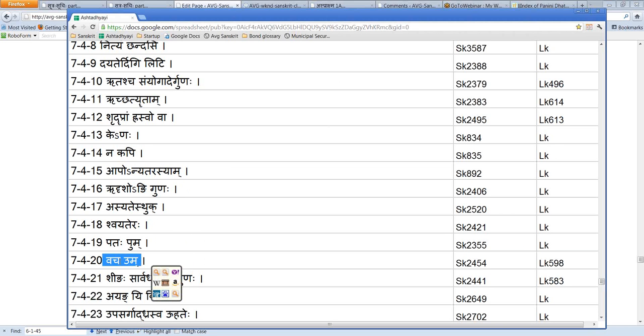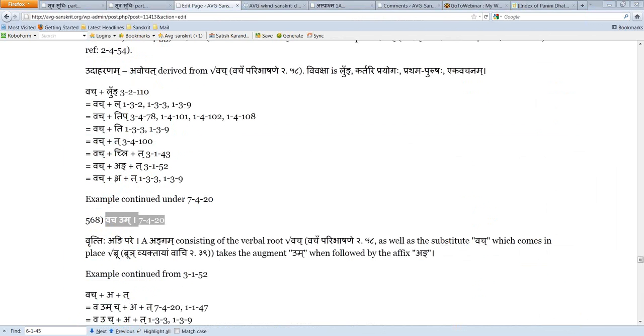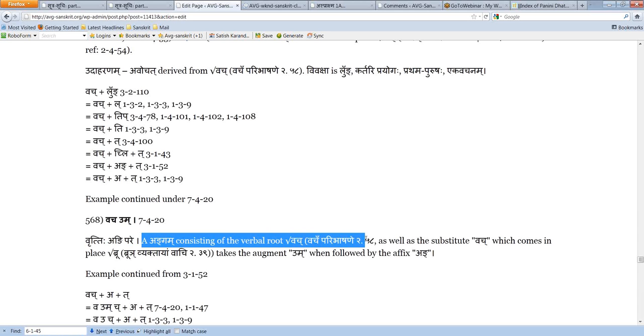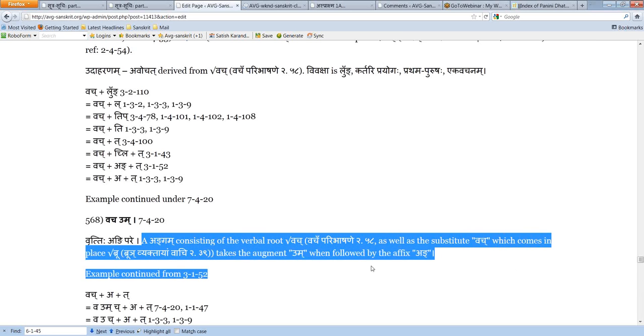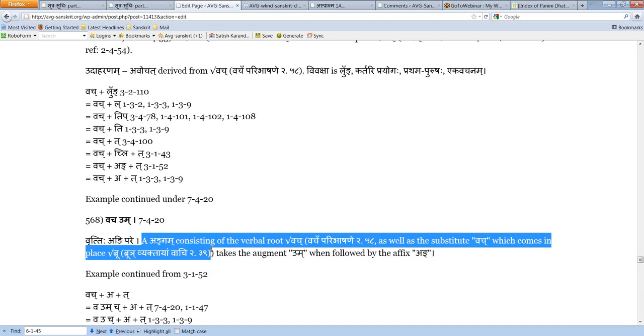Very simple sutram: if the angam is vacha, it takes the agamaha, vidachuantyat paraha, when followed by ang. So the anuvritti of angi is coming here. Right now we had vacha ta, and there comes vacha angi pare. An angam consisting of the verbal root vacha paribhashane, as well as the vacha adesha which comes in place of bru by bruvo vachi, takes the augment when followed by ang.